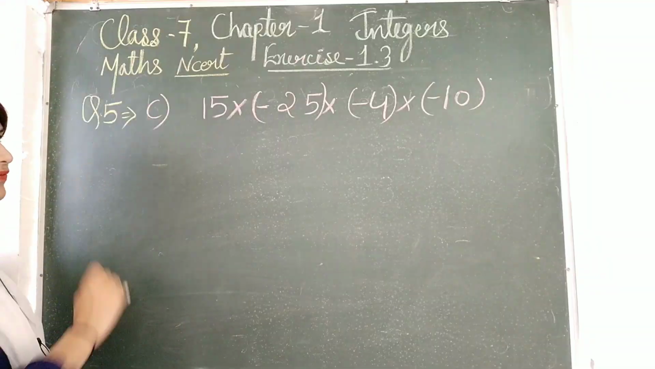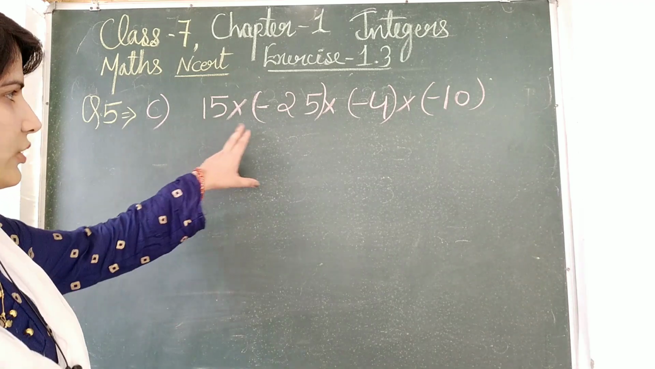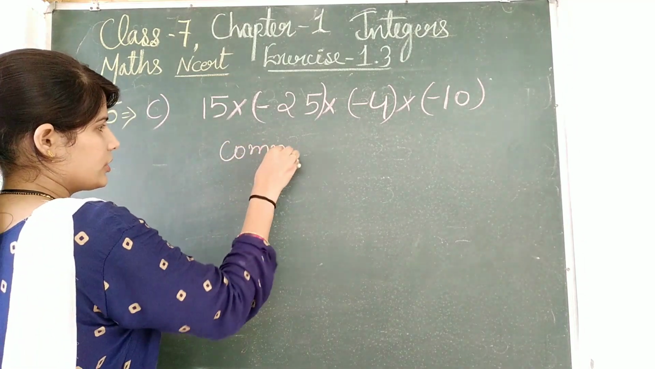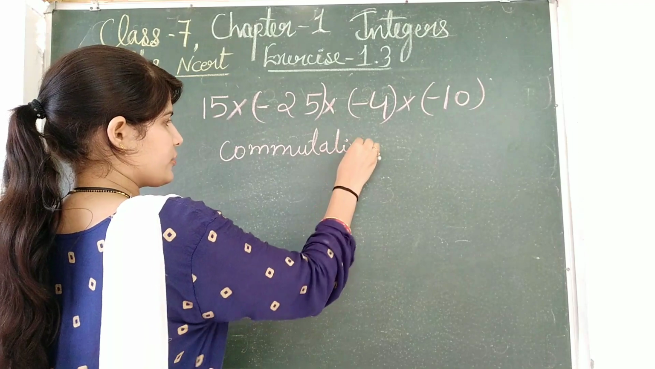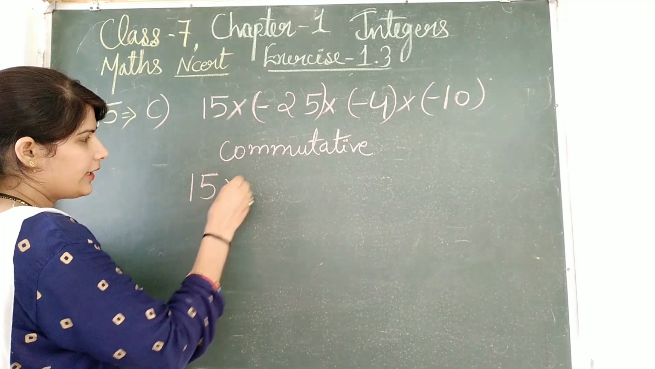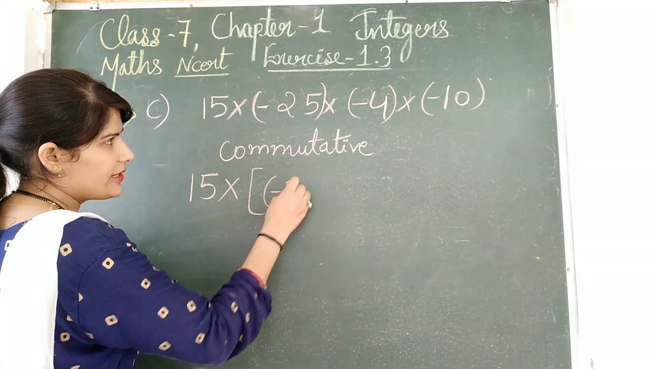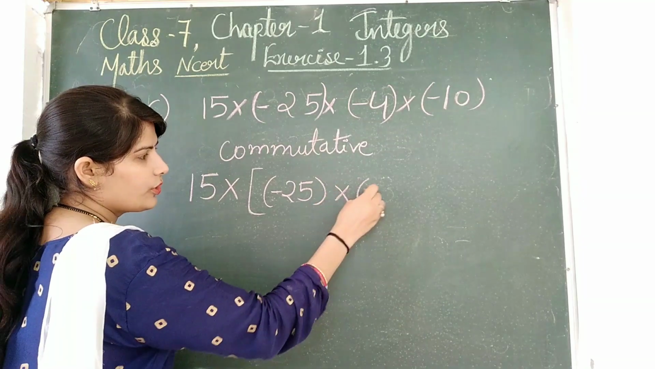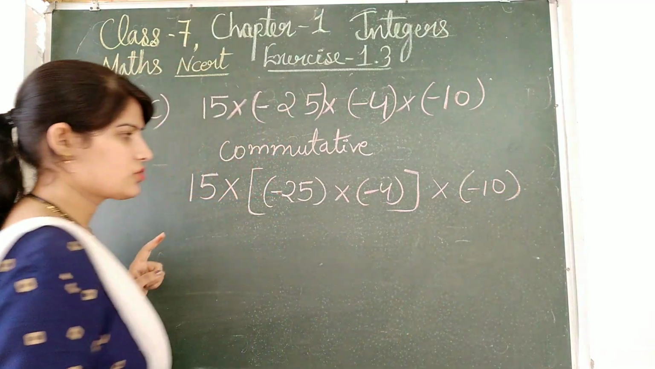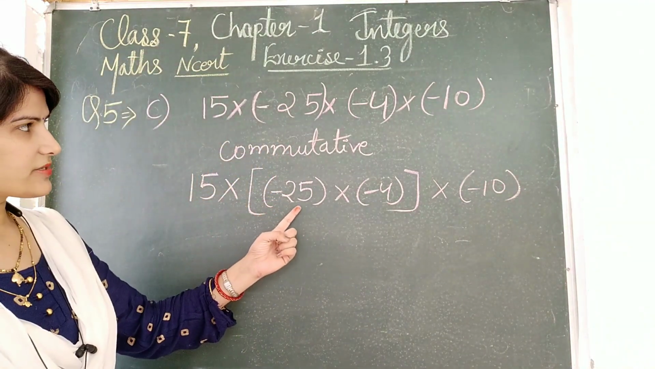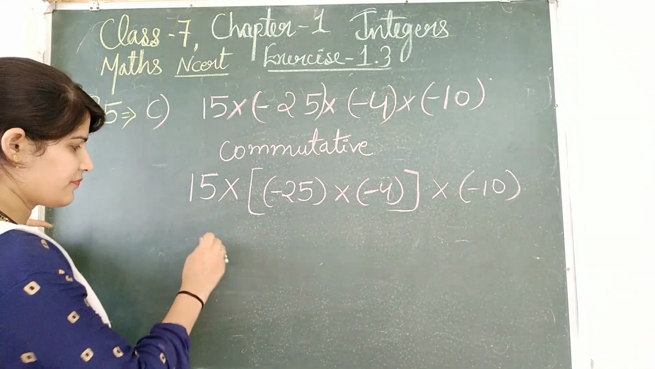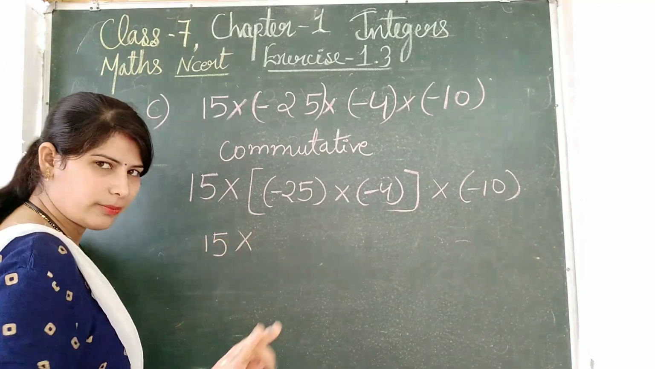Now look at question number 5, part C. Again, by using commutative law, I am solving this. So what property do you use? Commutative property means you can multiply in any order. Now I am taking 15 multiplied by, first multiply 25 into minus 4, and then solve the other digits. Here the greater digit is 25 and the smaller is 4, so the greater and smaller digits will be multiplied first. It will get easier. It's not compulsory actually.